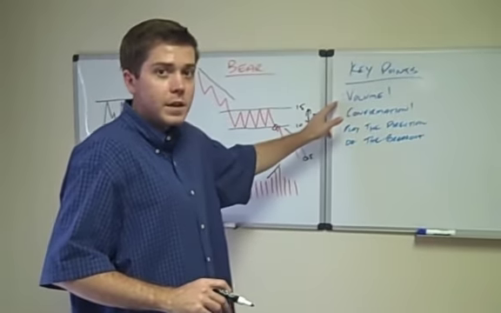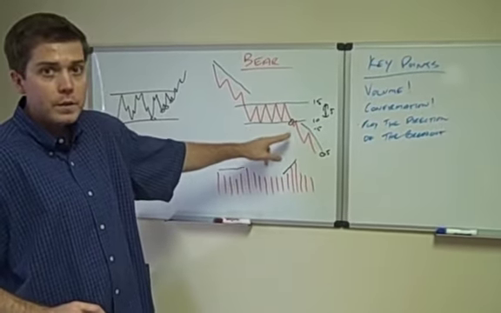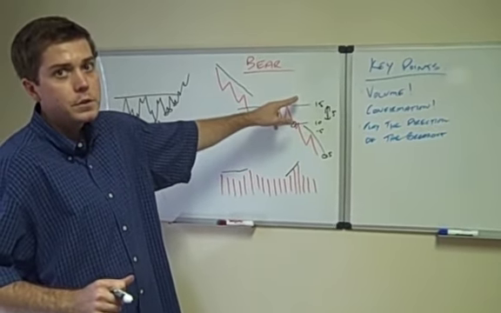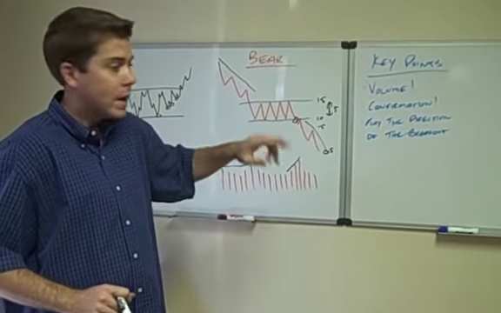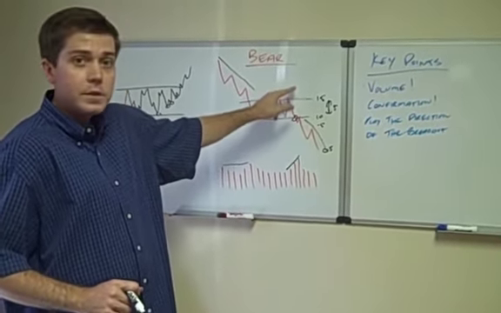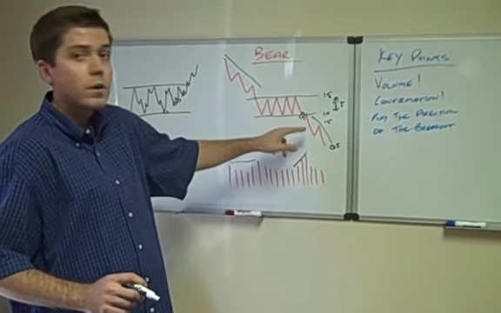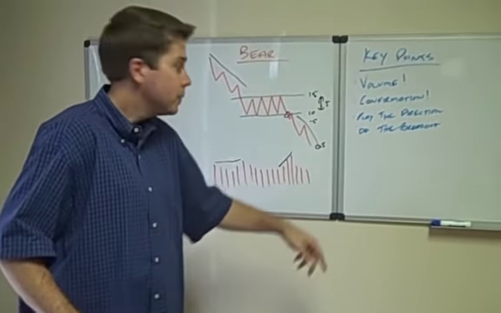Of course, as we always say, volume is extremely important. You've got to have that increase in volume on the break of support in a bearish consolidation breakout, or on the break of resistance in a bullish consolidation breakout. Confirmation. You want to confirm the breakout, meaning you want to force this move through the resistance on a bullish breakout and through the support on a bearish breakout. And make sure you play the direction of the breakout.